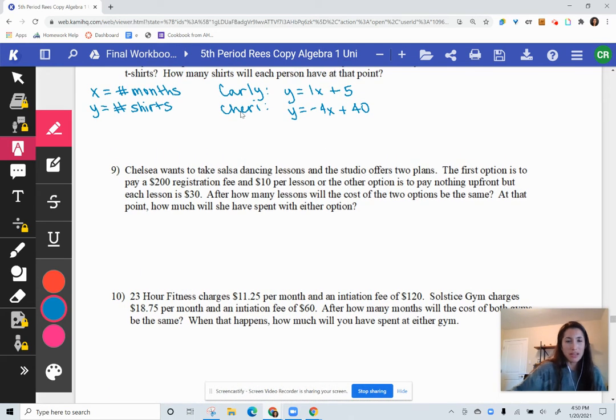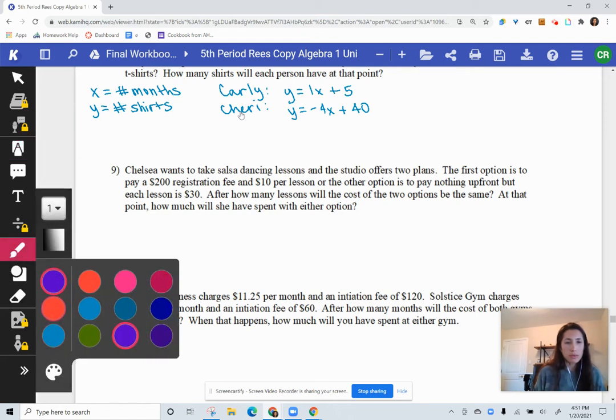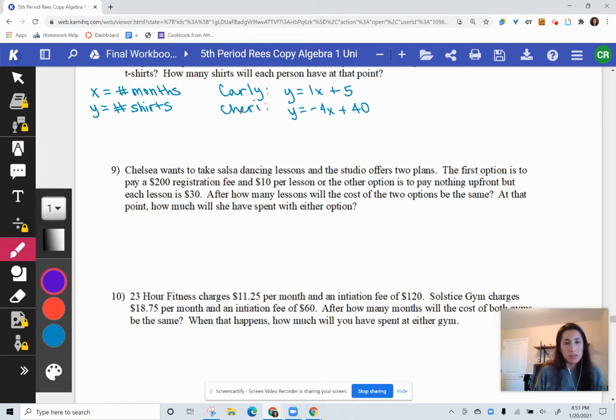So here we've got Chelsea wants to take salsa dancing lessons, and the studio offers 2 plans. The first option is paying a $200 fee and $10 per lesson. We want to know after how many lessons the cost of the 2 options will be the same. So remember, these equations are in y equals mx plus b format. So I'm going to say x equals and y equals.